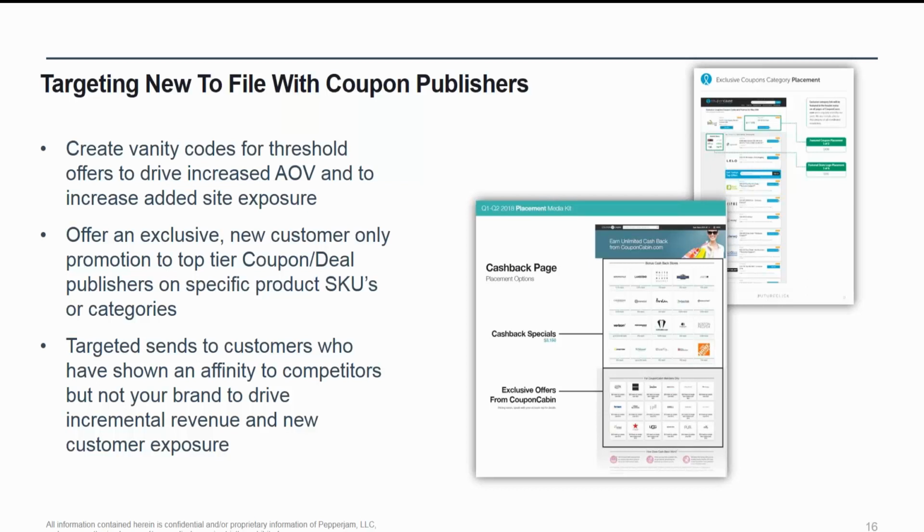And you can also send some targeted emails and work with coupon publishers to send emails specifically based on your category or maybe to customers that are looking for that type of product or that buy types of products with some of your competitors to make sure you're getting in front of an audience that might want to make that first purchase.